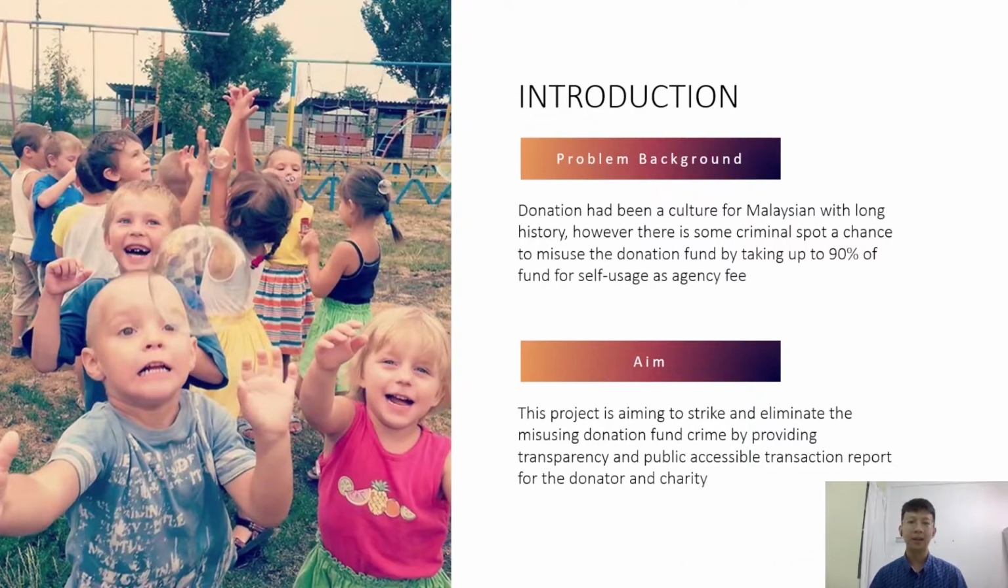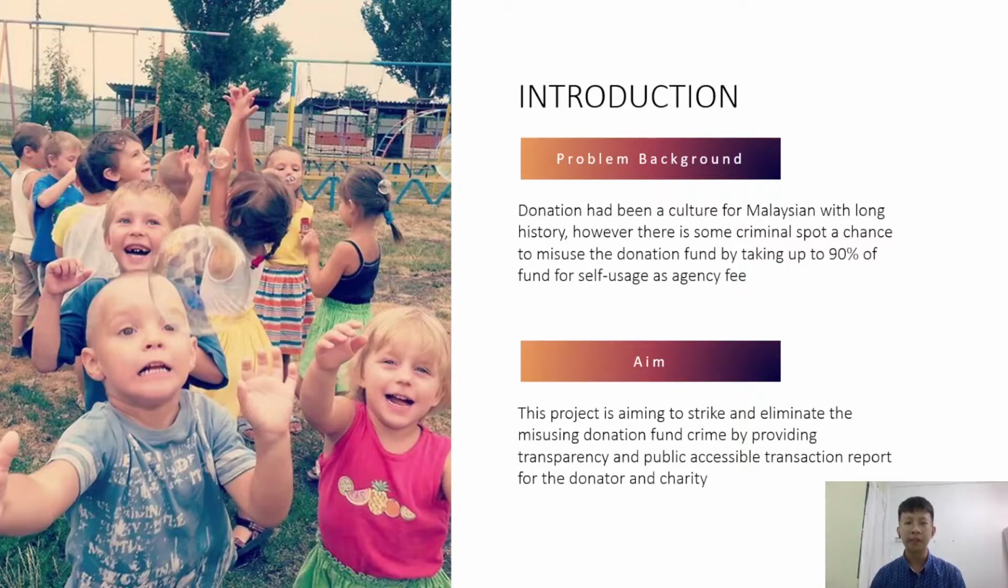So for the introductions. The problem background of this research is that donation has been a culture in Malaysia with a long history. However, some criminals spot a chance to misuse the donation funds by taking up to 90% of the funds for self-usage as agency fee. As you can see, there are various donation feed posts on Facebook that many Malaysians have donated to, like millions of ringgit. However, the person in need of that money only gets 10 or 20 ringgit because the other fees were taken as agency fee by other persons.